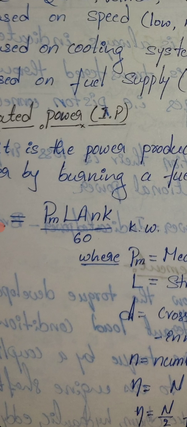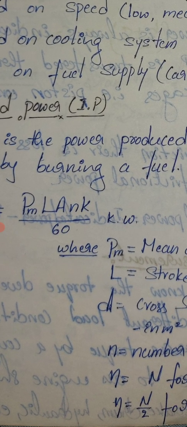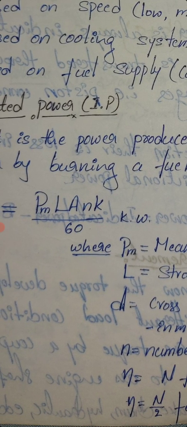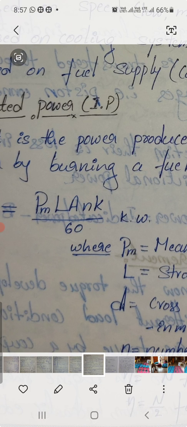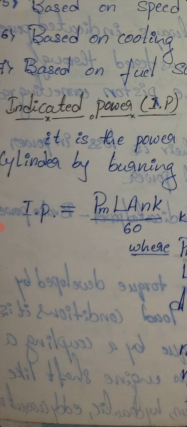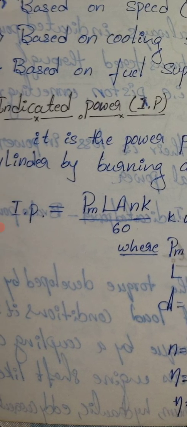Why are you dividing by 60? Usually N, the speed of the engine, is in revolutions per minute. Small n is equal to capital N for a 2-stroke engine, and small n is equal to capital N by 2 for a 4-stroke engine. In order to convert revolutions per minute to revolutions per second, we divide by 60. Then you will get the indicated power in kilowatts. So this is how we calculate the indicated power.